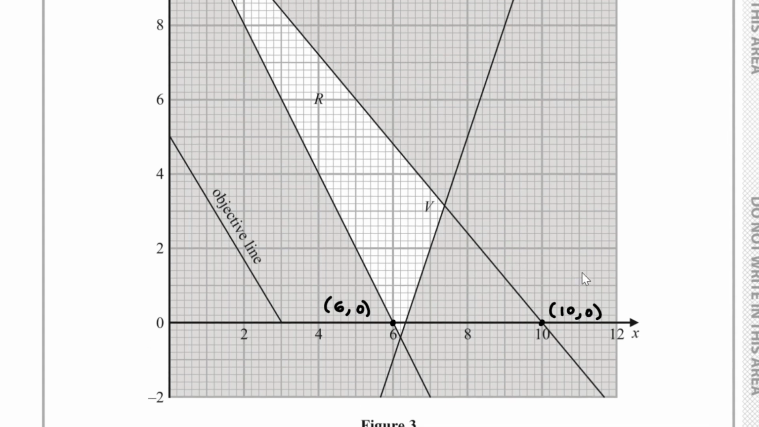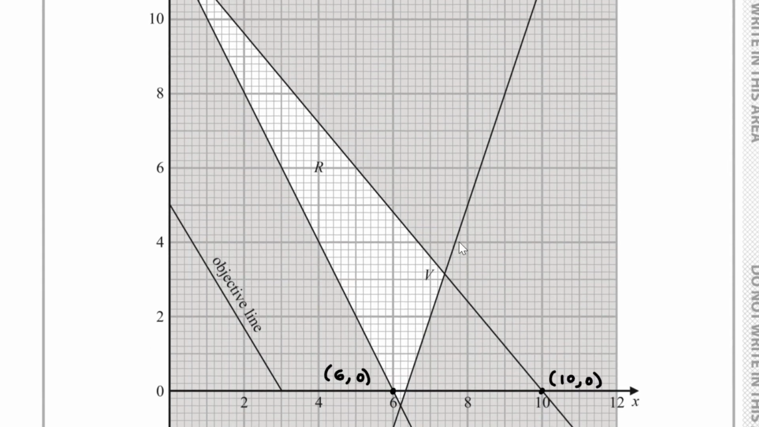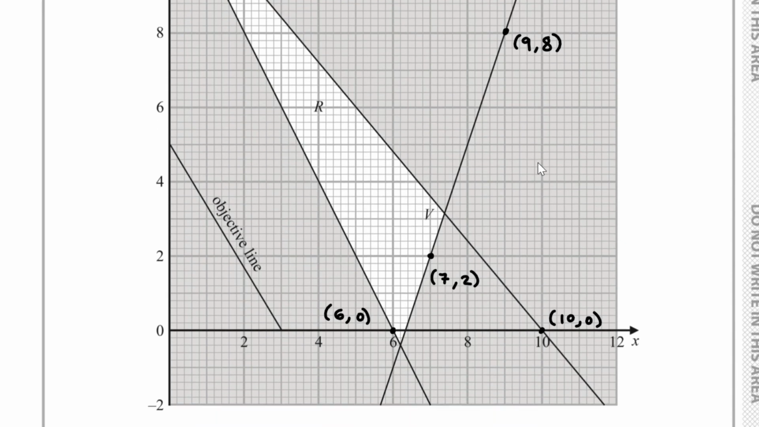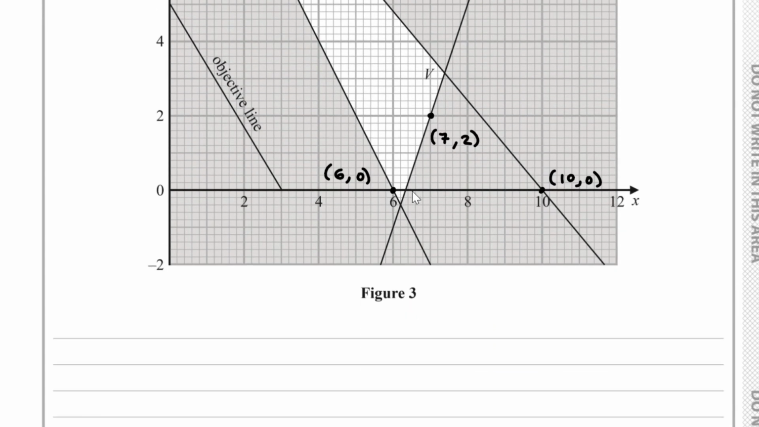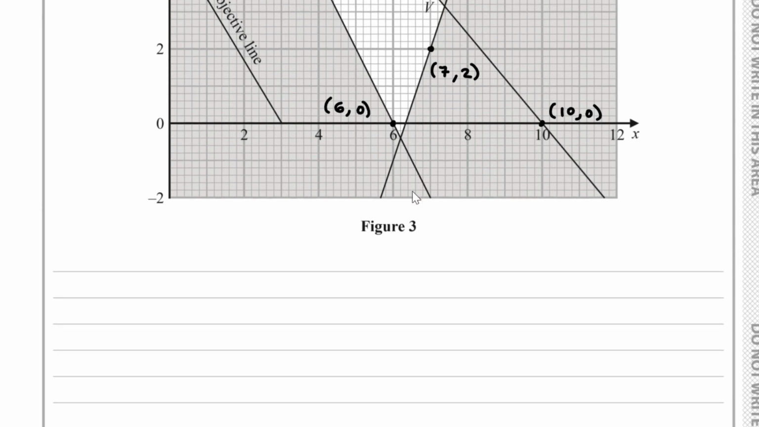And if we consider this line over here, consider integer points, we've got this point over here, which has got coordinates 7, 2, and then this point over here, which is 9, 8. Okay, so with this we can find out the equations of all three of those straight lines, and from that we can find out some inequalities.